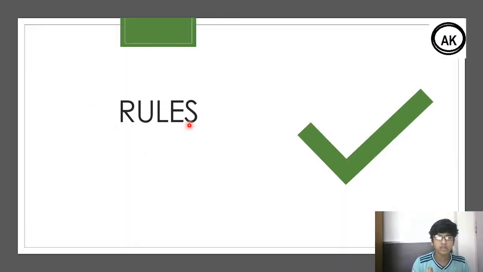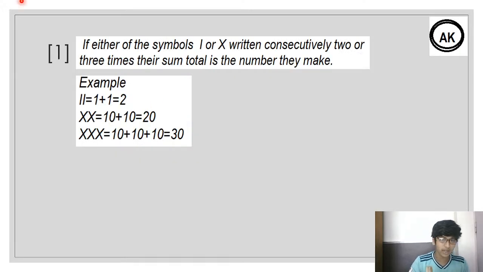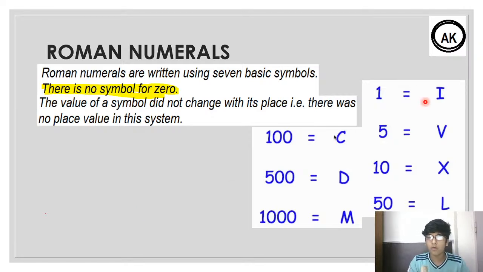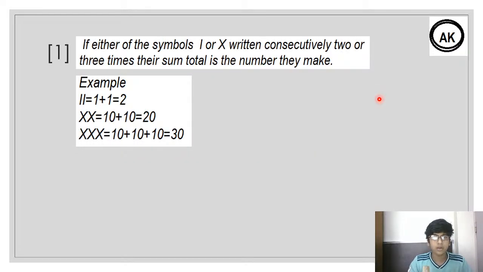There are a few rules for how Roman numerals are placed. Rule 1: if either of the symbols I or X is written consecutively 2 or 3 times, the sum is the number they make. I have given you 3 examples here. I means 1, so I I means 1 plus 1, which is 2. This applies only to I and X.